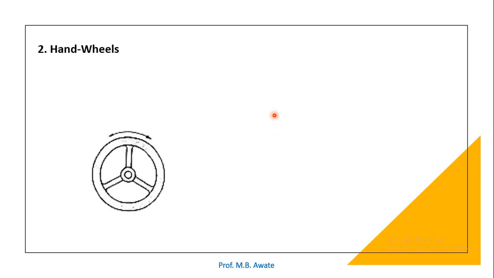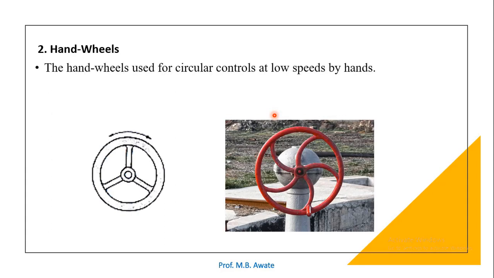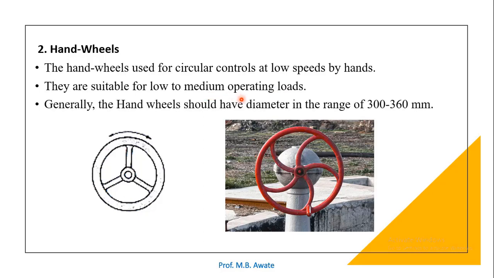Hand wheels. This is a hand wheel, you can see here. Generally hand wheels are used for circular controls at low speeds by hands. They are suitable for low to medium operating loads generally, and the hand wheels should have a diameter in the range of 300 mm to 360 mm. These are used for low to medium duty applications.